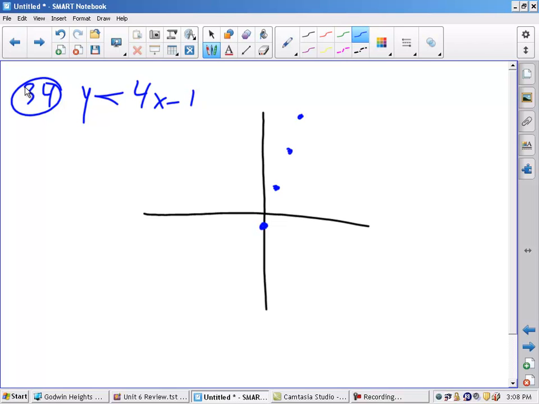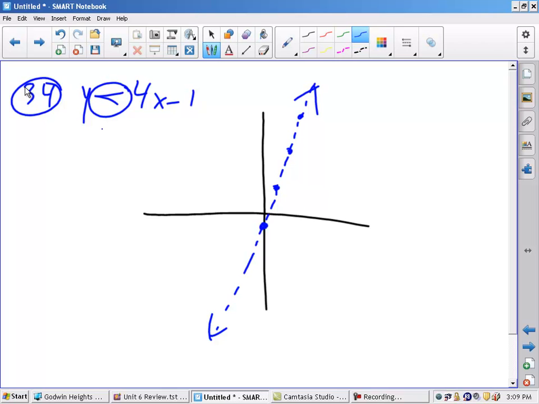Now, second step is you need to decide what kind of line. Remember that if you see a solid line underneath this inequality right here, then you're going to see a solid line in the graph. If you don't, like we do here, it's just a less than, it's not or equal to, you're simply going to do a dashed line, which means the solution does not include that line.